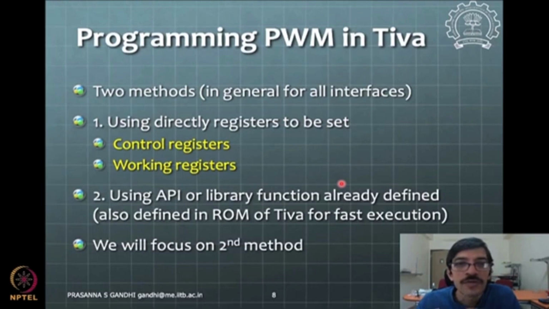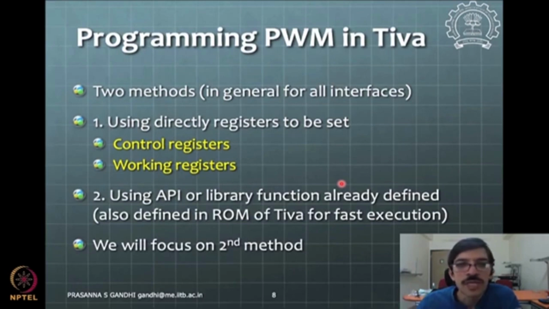For programming, if you go into a little more detail, there are two methods. We have talked about this philosophically in general, but with respect to Tiva also, you can have direct programming by control registers. The code we write is based on the registers. You fill in these registers with some values, and then something will get executed.